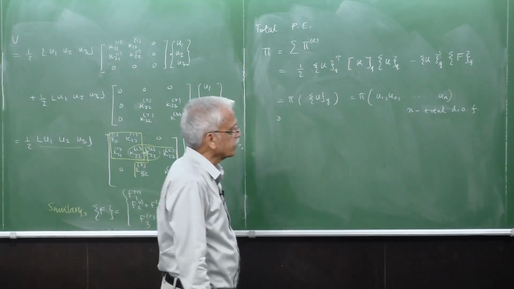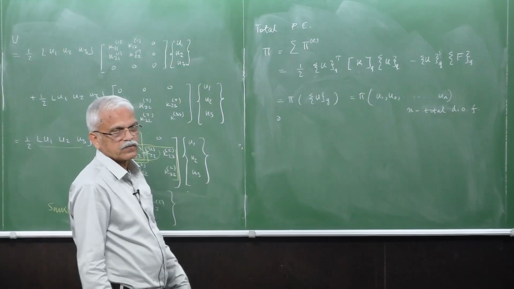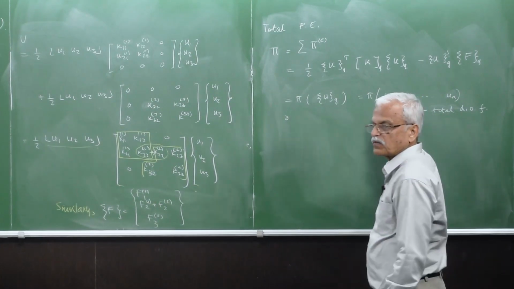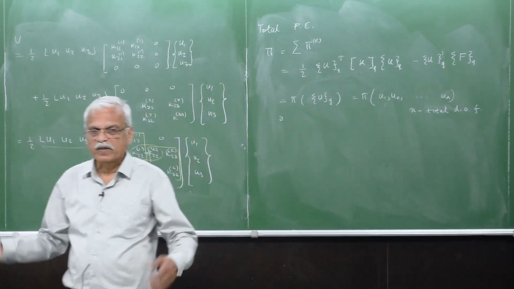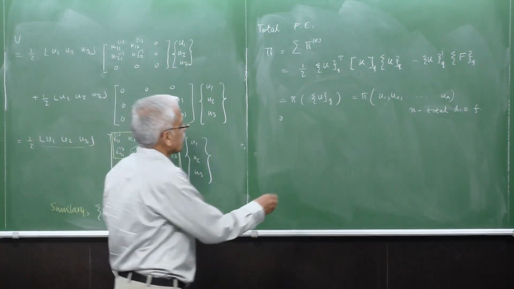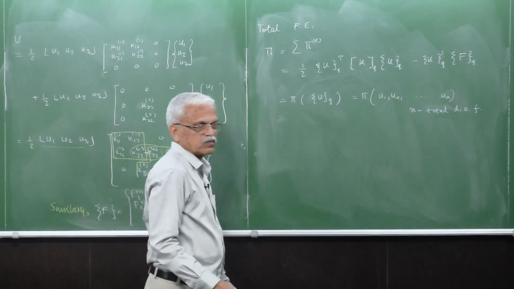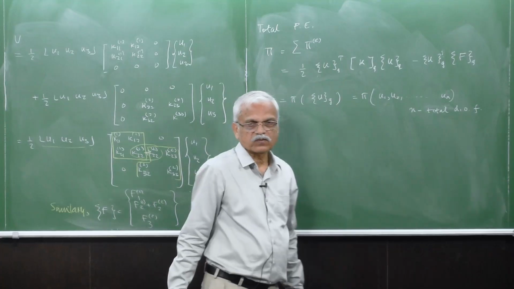Total degrees of freedom. I just wrote it as U1, U2, and Un. So please don't take them as x displacements only. This will consist of x displacement, y displacement, as well as z displacement also. Now this potential energy is a function of these things. If you change these things, the potential energy also changes.